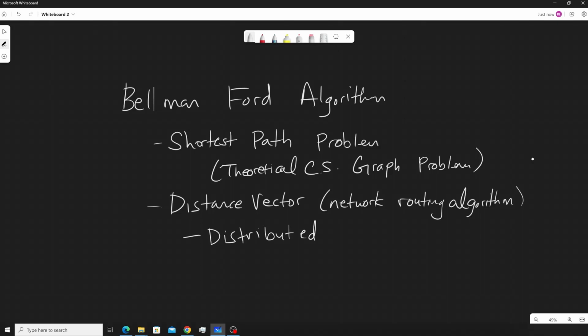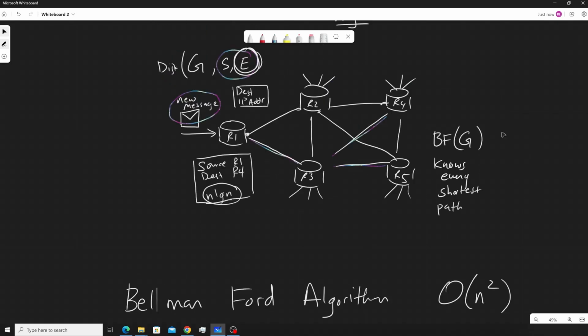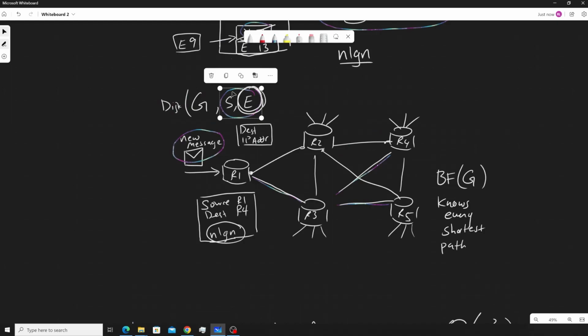Another aspect is that Bellman-Ford and distance vector both operate at big O of n squared. That is quadratic. And this is slower than Dijkstra. But it's important to note that, again, Dijkstra and Bellman-Ford solve very different problems. Dijkstra solves the single source shortest path. That is, you need to know the ending node.